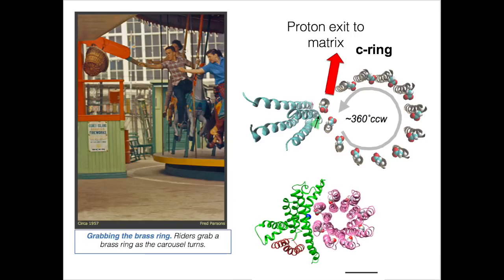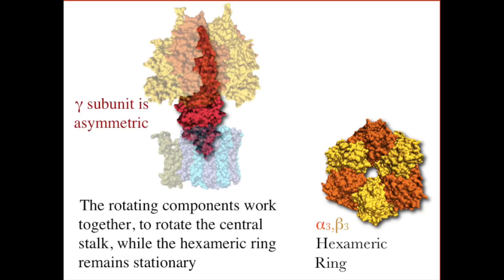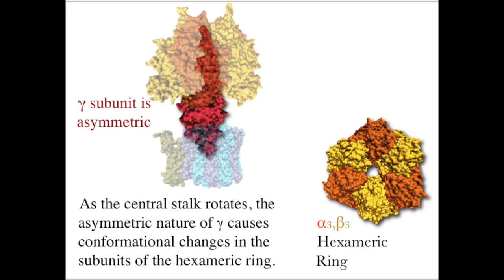The video that we see below was derived from cryo-EM micrographs and shows the rotation of a C ring. As the C ring rotates, because of the close association between the C ring and the central stalk, the stalk will also rotate. And as you can see, the gamma subunit of the central stalk, also known as a shaft, is asymmetric. And so when this central stalk rotates within the hexameric ring, it's going to bump into the ring and cause conformational changes in the subunits of the hexameric ring.